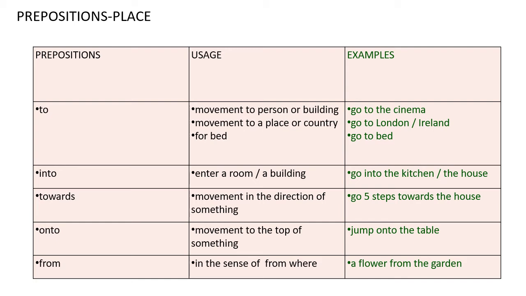Into. Into indicates to enter a room or a building, like go into the kitchen or go into the house. Towards. Towards indicates the movement in the direction of something but not directly to it, like go 5 steps towards the house or walk towards home. Onto. Onto indicates the movement to the top of something, like jump onto the table.